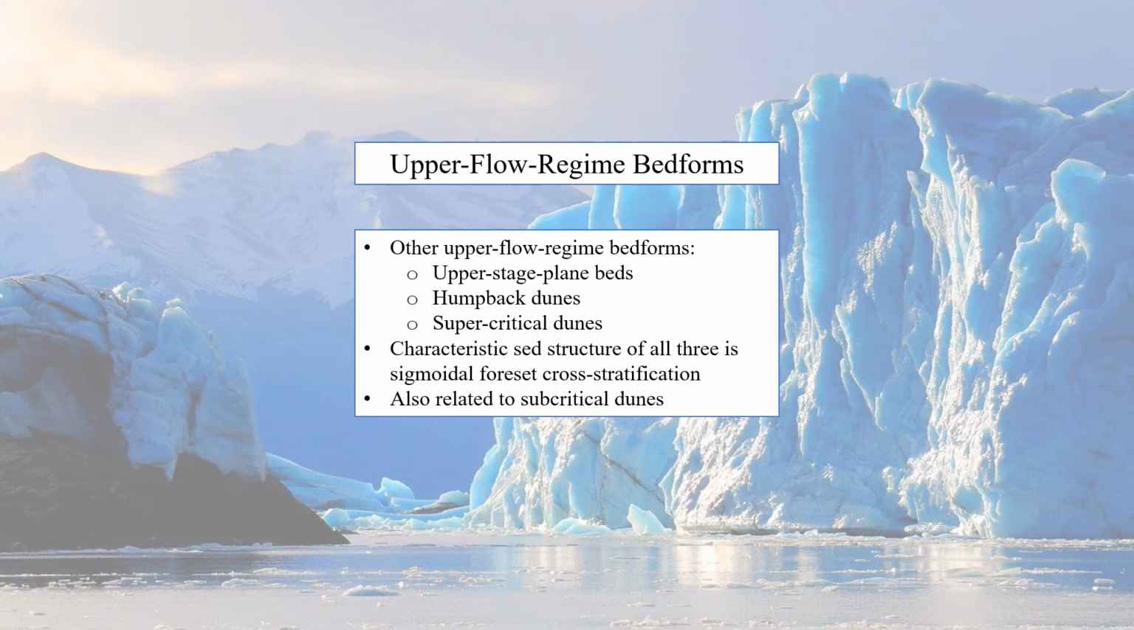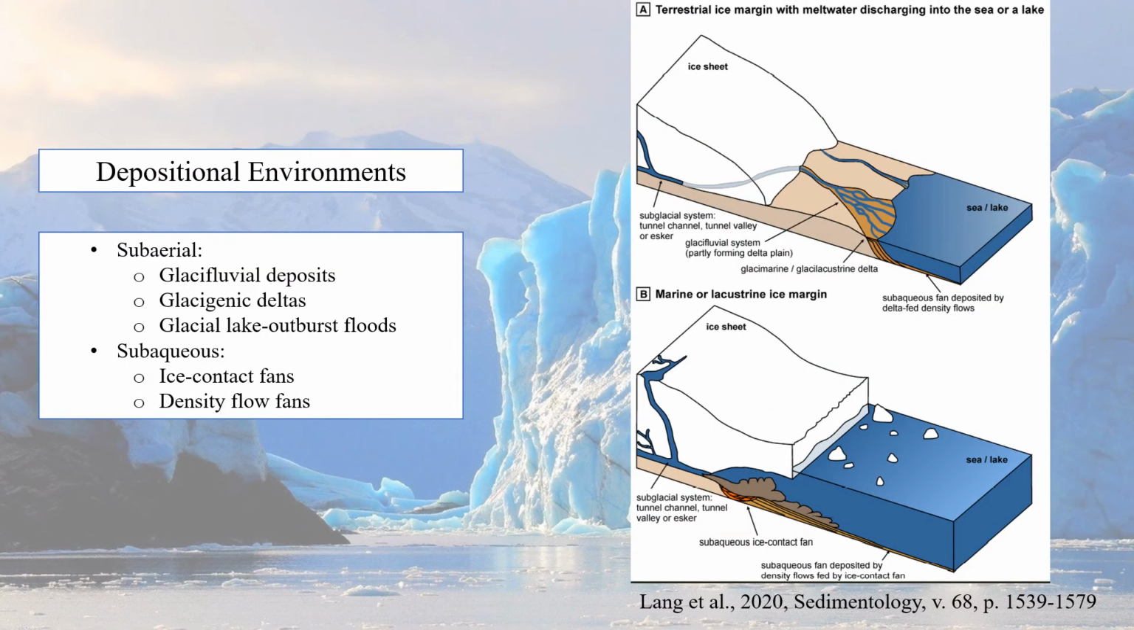Other upper flow regime bedforms you may see are upper stage plain beds, humpback dunes, and supercritical dunes. These aren't the best to look at because they share the same characteristic sigmoidal foreset cross-stratification, which could also be associated with subcritical dunes. In general, these aren't the best to use for signatures of supercritical flows because they could all be mixed up. The depositional environments that we'll look at are glaciofluvial deposits, glacigenic deltas, and glacial lake outburst floods in the subaerial zone, and ice contact fans and density flow fans in the subaqueous.